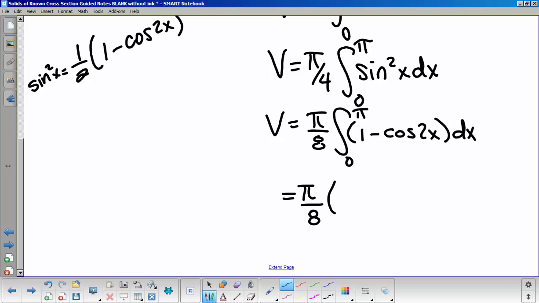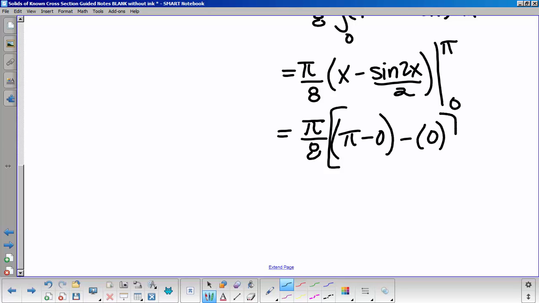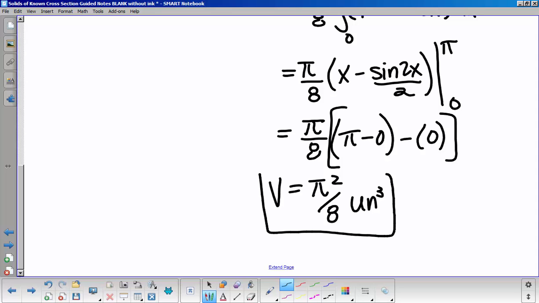X minus sine 2x over 2, evaluated from 0 to pi. All right, so this is going to be pi over 8 times pi minus, well, what's the sine of 2 pi? 0. And then what, a 0 is 0. It is, and so is x is 0. So this turns out to be pi squared over 8 units cubed, because it's a volume.